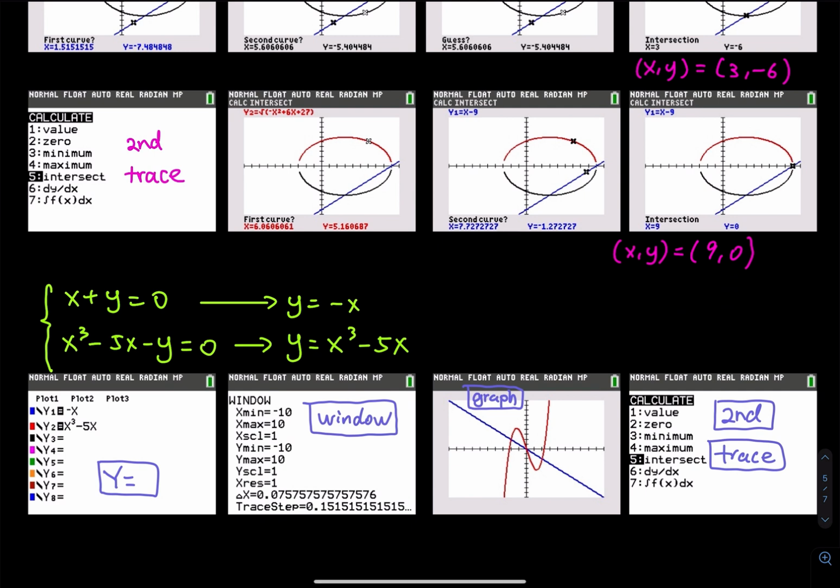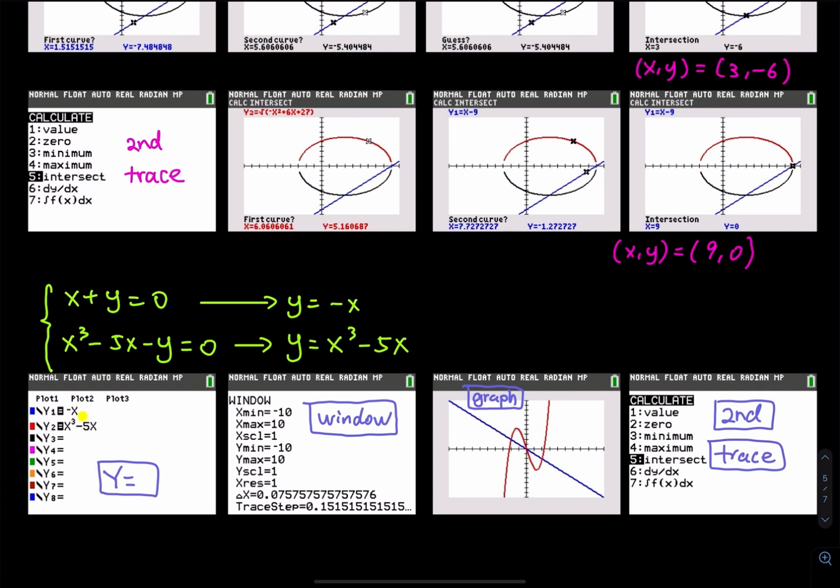The next system that I have is x plus y equals 0, and then x to the third minus 5x minus y equals 0. So we have y equals -x. Remember, this is a graphing calculator. On a desktop tool you can just type the whole thing, but on a TI84 Plus, you have to write y in terms of x. The other one, I would just move the y to the other side, and then on the other side, I have x to the third minus 5x. Go to Y equals, plot both.